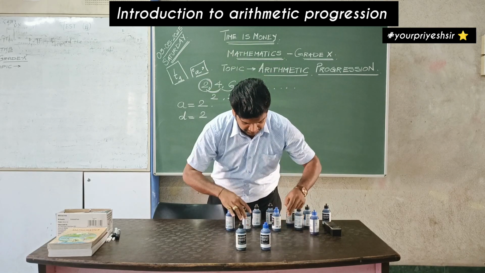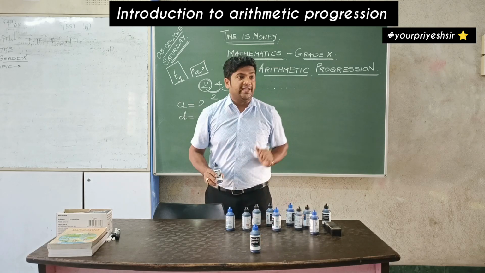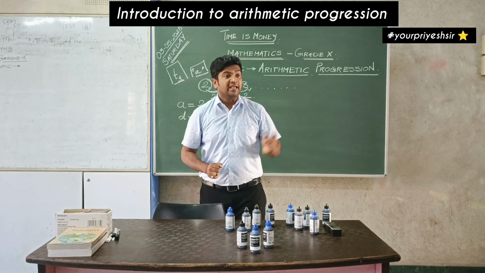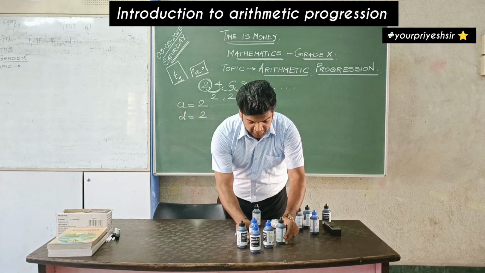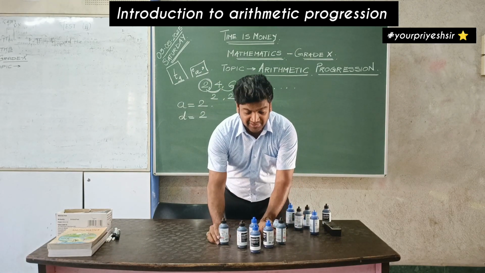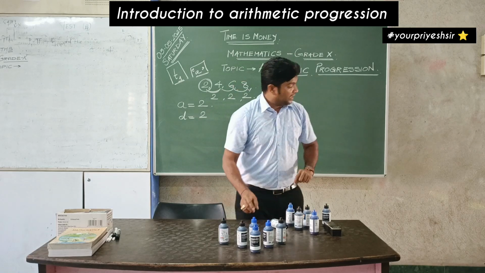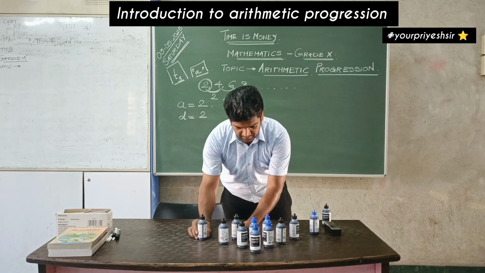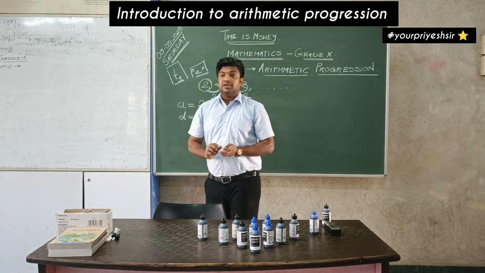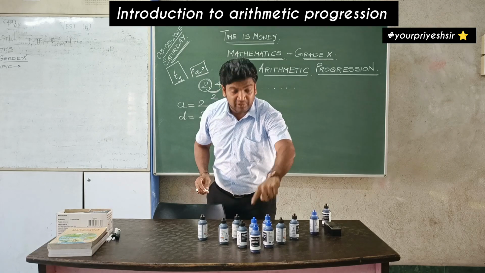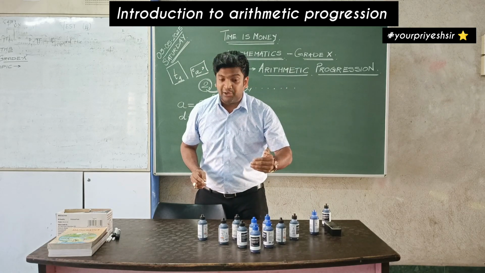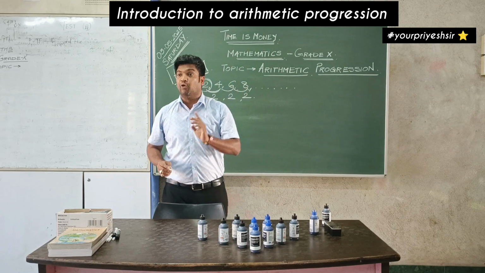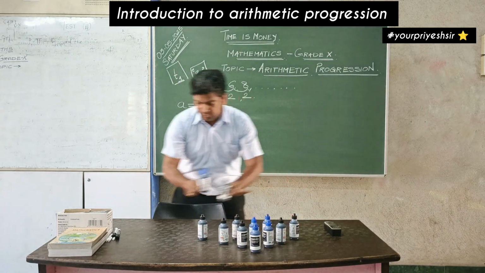So I'll take the first bottle to be kept here. Then I'll take 2 bottles to the next one. Then I'll take 3 bottles in the next row precisely. And then I'll keep 4 bottles in the next row. Fine. So first row you can see only one ink bottle. In the second row I got 2 bottles. Third row I got 3 bottles, and fourth row I got 4 bottles.